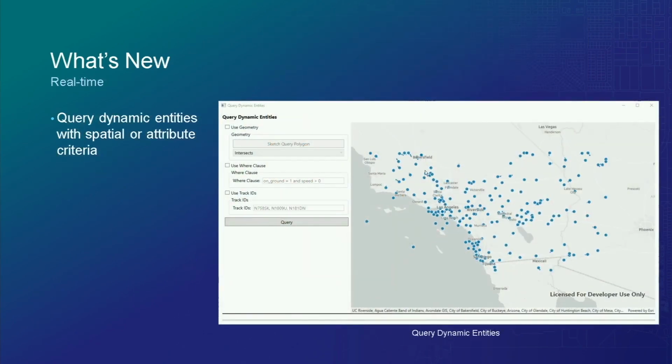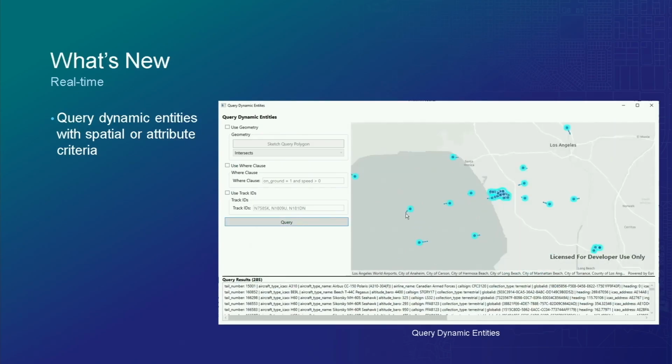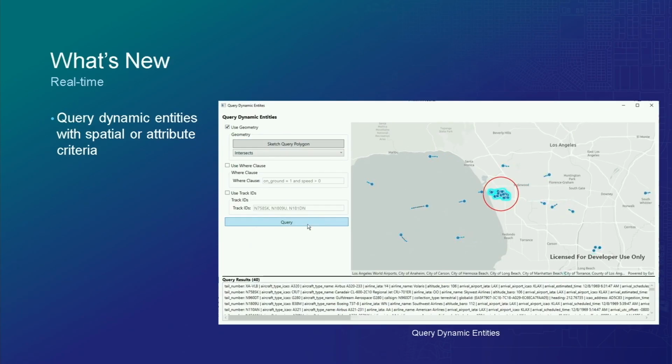What's new on the real-time side? Dynamic entities, I mentioned these before. These are really features that are designed to respond to other objects around them and proximity to those objects. And so working with different spatial and attribute capabilities within those entities. So it's designed to work for real-time data workflows.